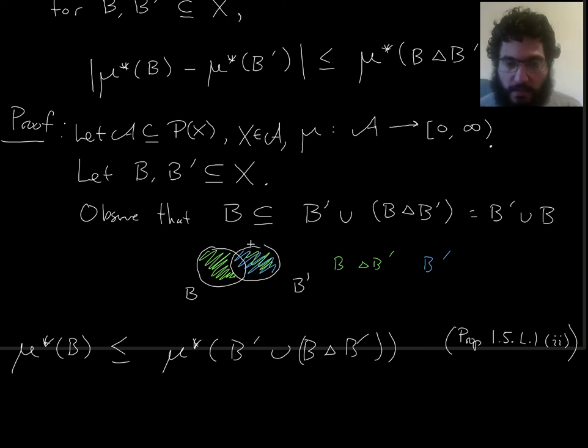And then we also proved in the previous lecture, and it took a lot of work with double sums and a lot of thinking, that mu star is countably subadditive, although here we only need finite subadditivity. So here we have this with this inequality.